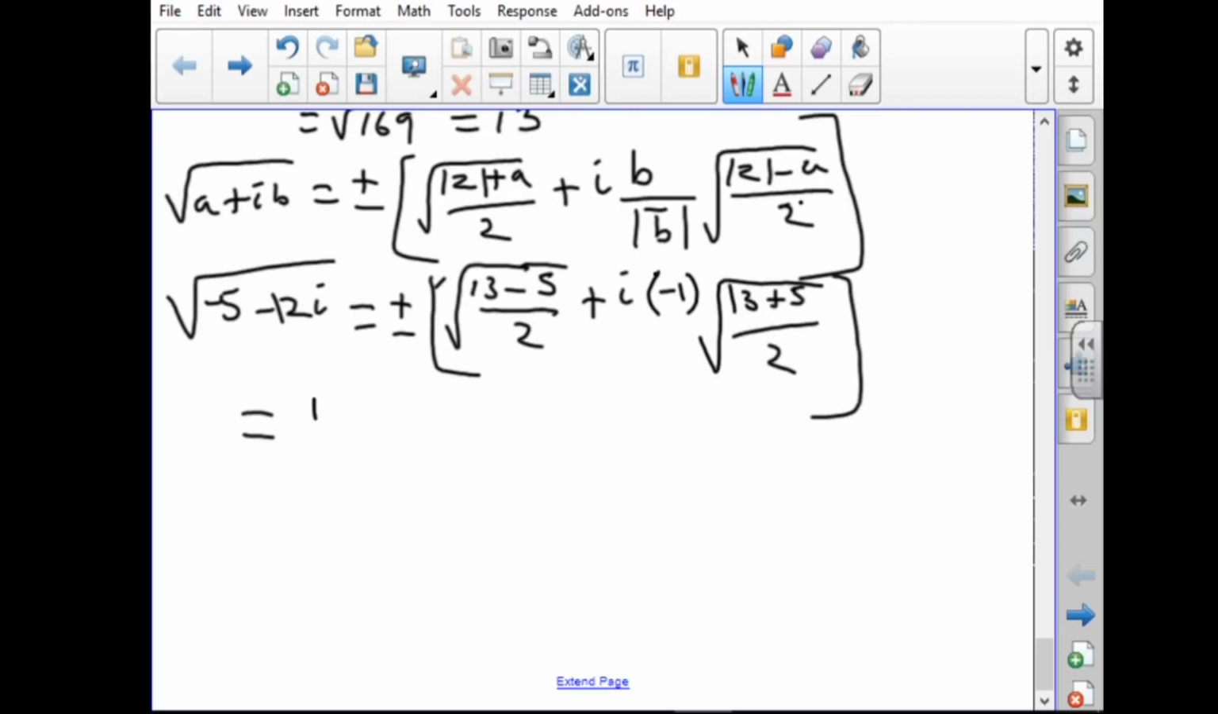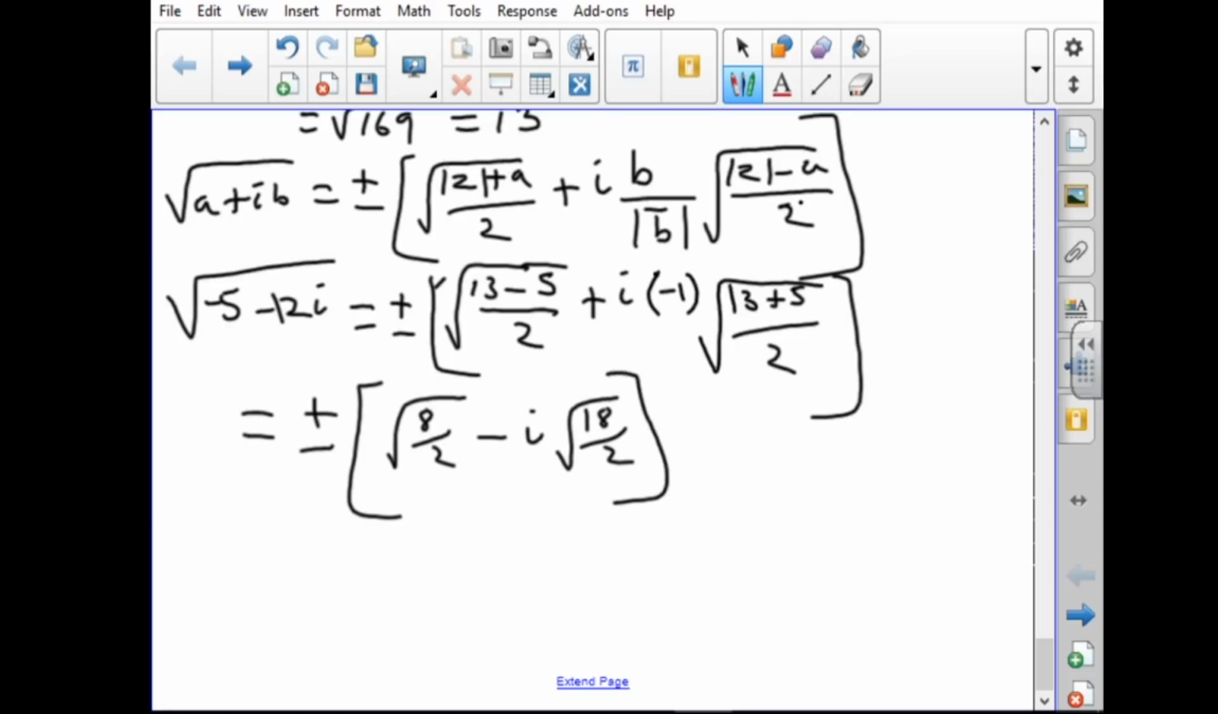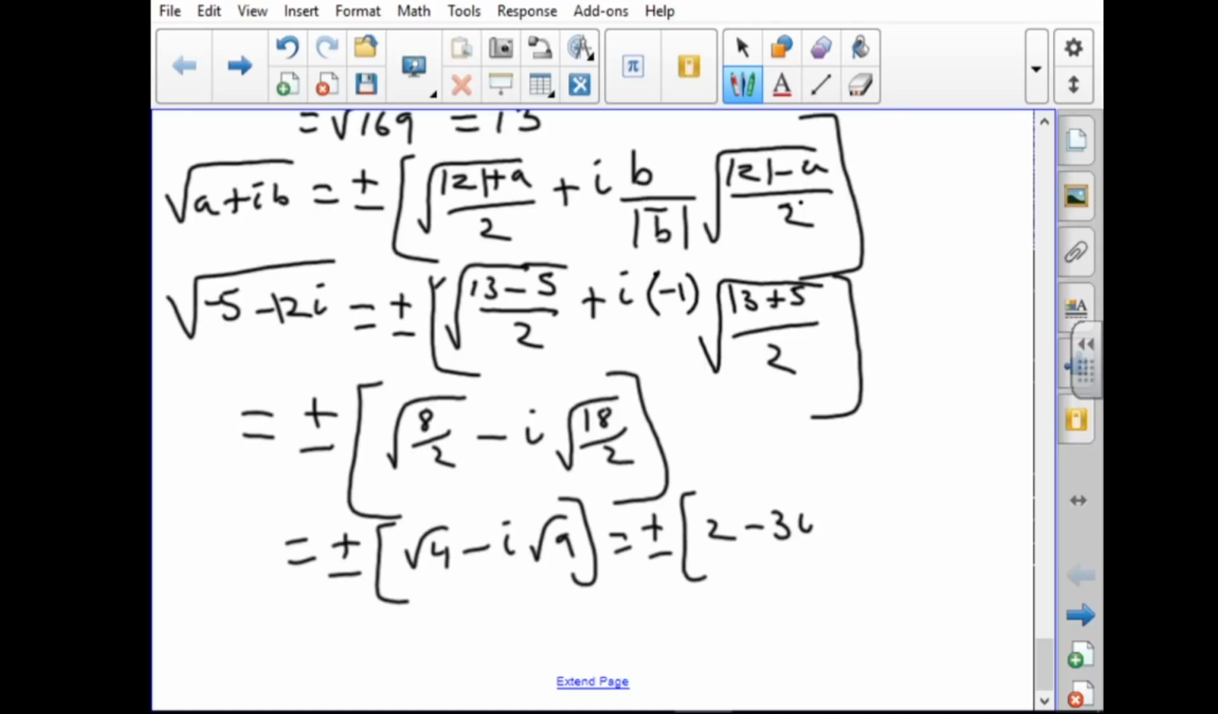So it is equal to plus or minus square root of 13 minus 5, which is 8. So 8 by 2 root of, and this is minus i into root 18 by 2. So it is equal to plus or minus root 4 minus i into root 9, which gives you plus or minus 2 minus 3i. Similarly, the first and the second subdivision can be done. So exercise 2.5 is completed.